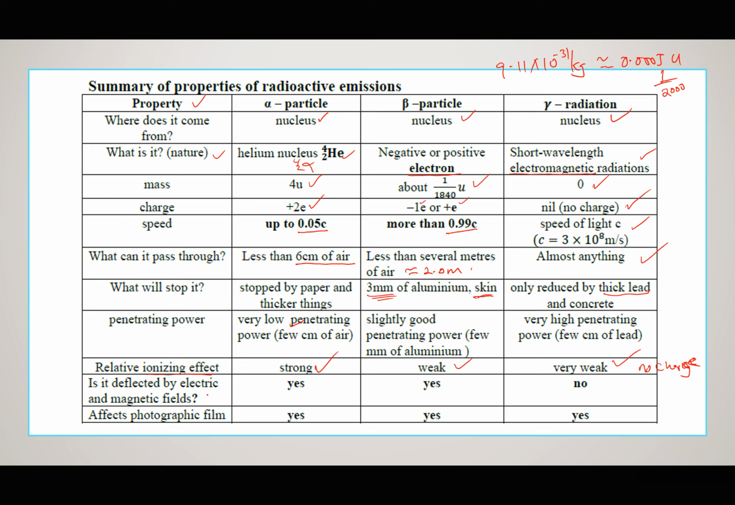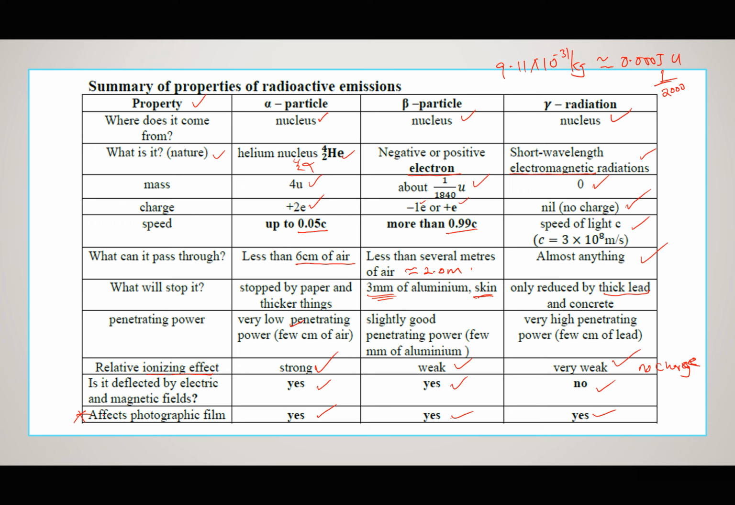Then, are they deflected by electric and magnetic fields? Alpha has charge, and anything with charge is deflected by electric and magnetic fields. Because gamma radiations have no charge, they are not affected when passed through an electric and magnetic field. Then what happens when they fall on a photographic film? All of them will cause the photographic film to change, even though you may not focus much on the photographic film effect. So that is a summary of all those radiations.